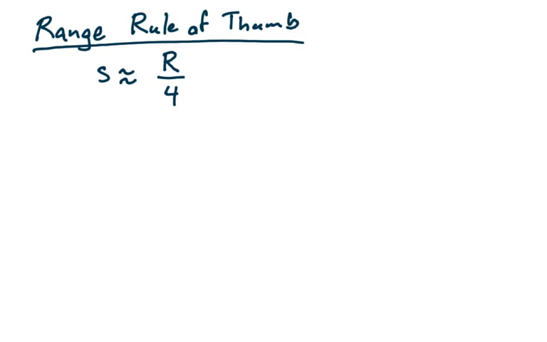And what is this saying? This is saying that for a data set, the standard deviation, that is S, is approximately equal to whatever the range is divided by 4. Okay, this is a very crude estimation of what the standard deviation would be.